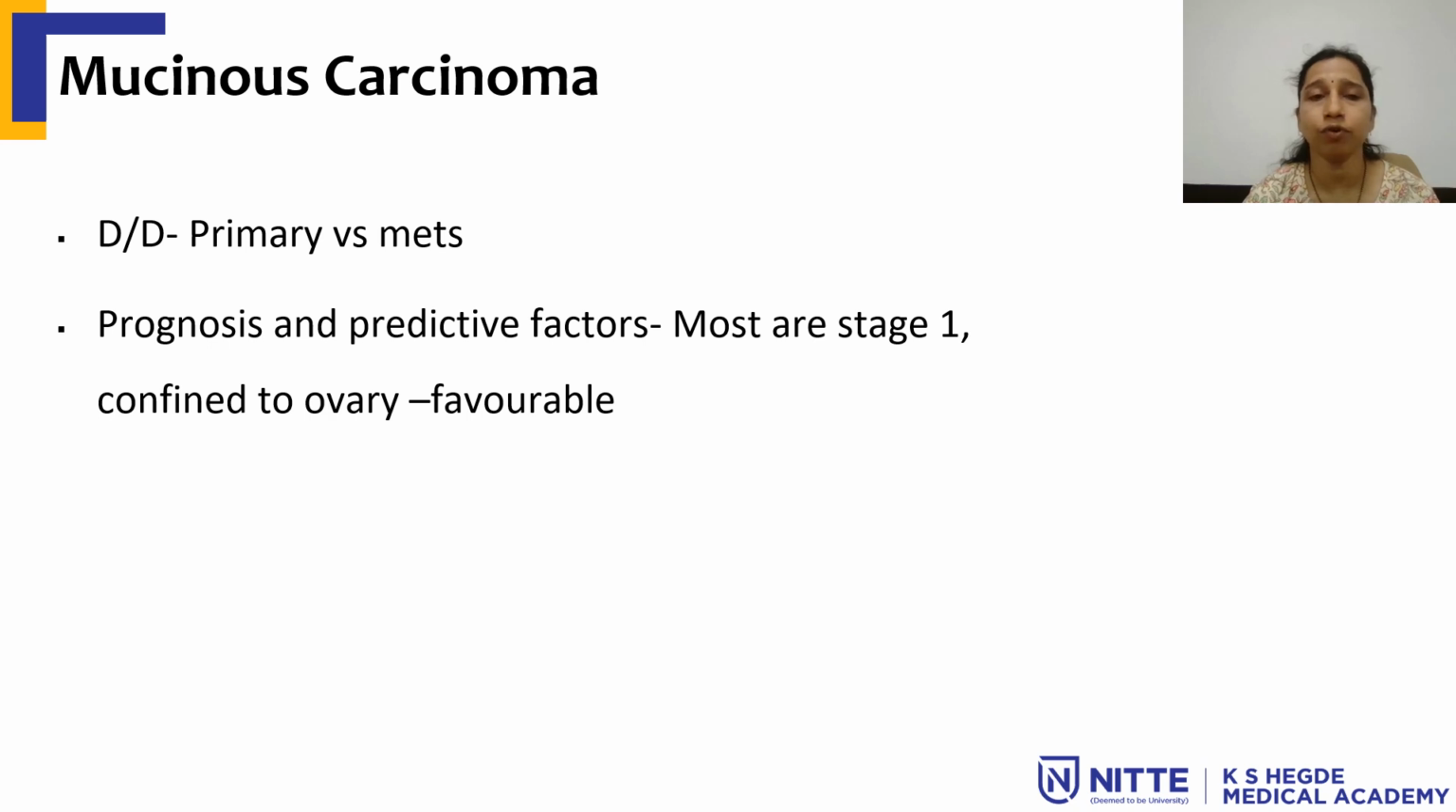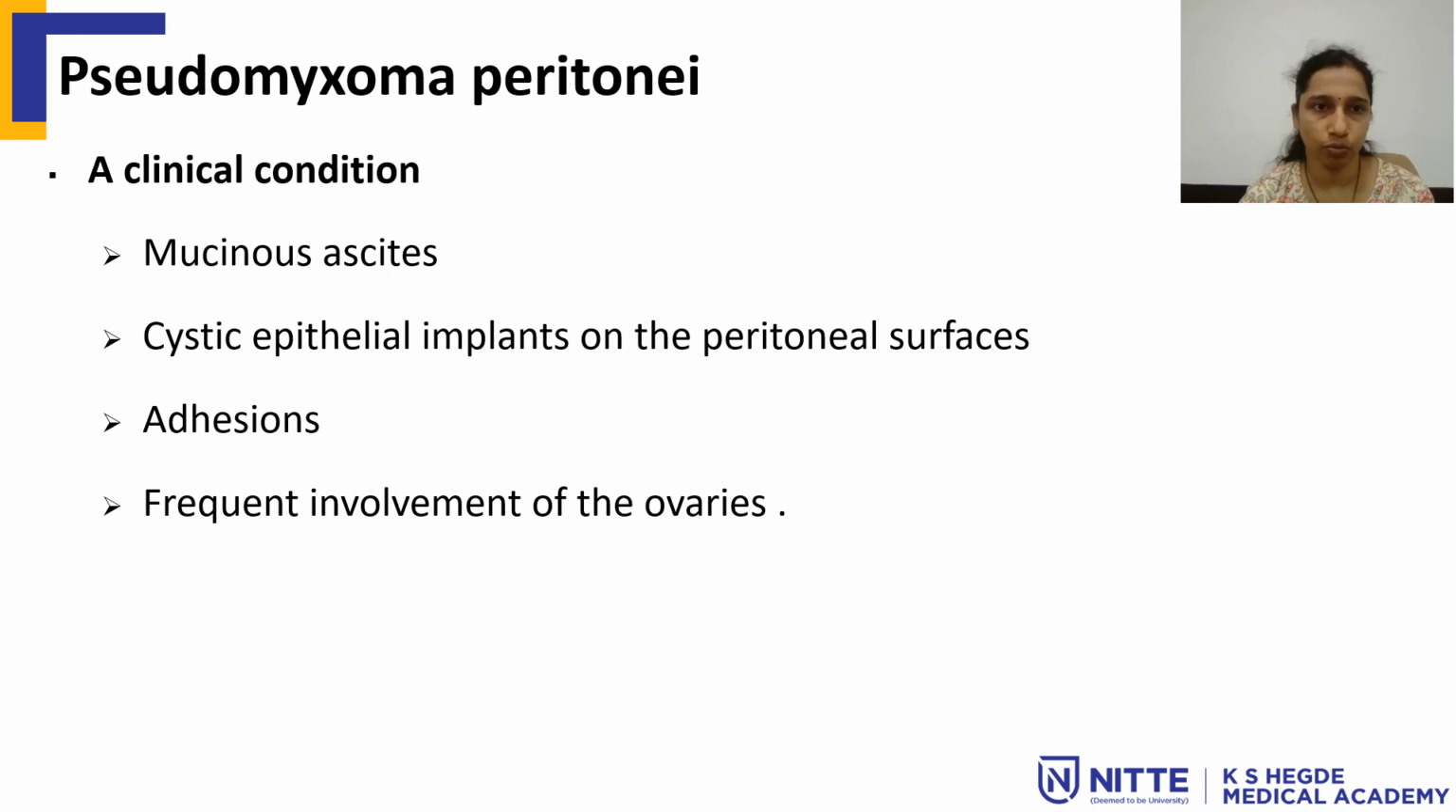So the main differential diagnosis for mucinous carcinoma is metastatic tumors, because mucinous carcinomas are rare in the ovary. Prognosis mainly depends upon the stage. Most of these tumors are stage 1 when presenting, so they have a favorable prognosis, but it is really important to rule out metastatic tumor.